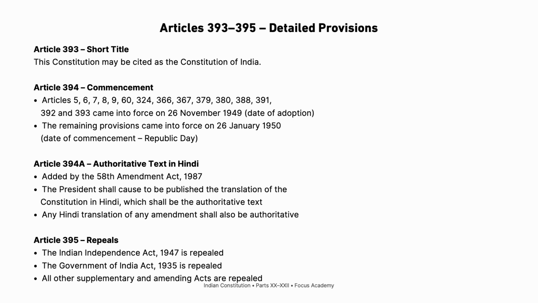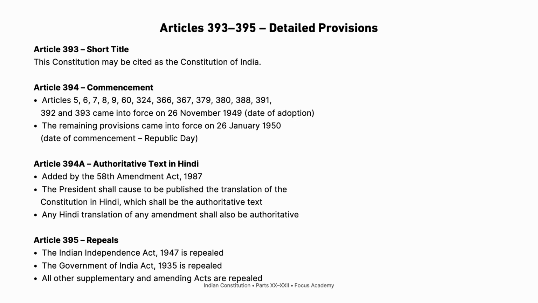And 394, commencement. At the commencement of the Indian Constitution on January 26, 1950, Articles 5, 6, 7, 8, 9, 60, 24 and so forth all came into force on 26 November 1949, the date of adoption. The remaining provisions came into force on 26 January 1950. Why is that? Can anyone say?